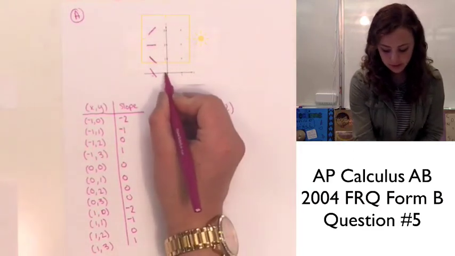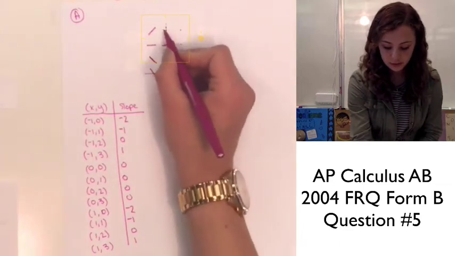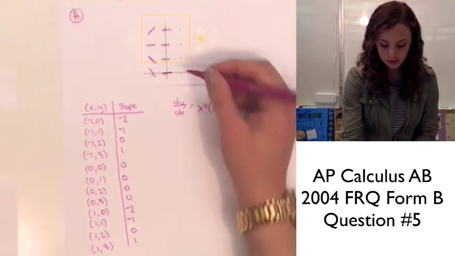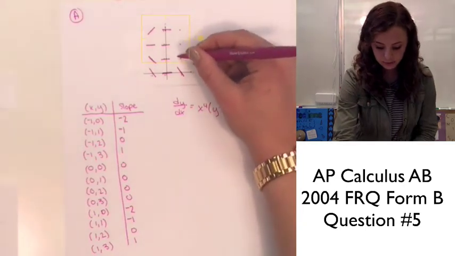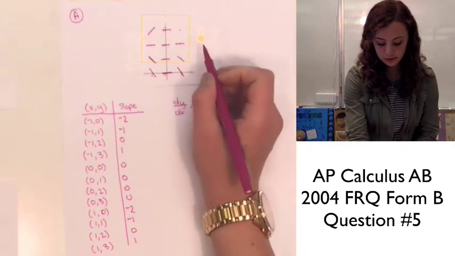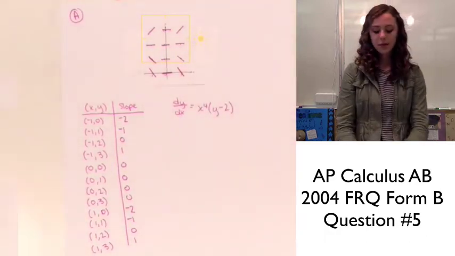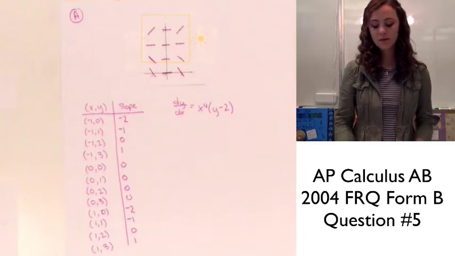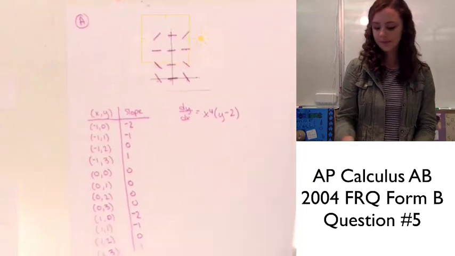At 0, 0, the slope is 0, so a horizontal line, and that's the same for at 0, 1, 0, 2, and 0, 3. At 1, 0, our slope is -2, and then at 1, 1, our slope is -1. At 1, 2, our slope is 0, horizontal line, and at 1, 3, our slope is 1. So now that we went ahead and graphed the slopes that we found, we can see our slope field as given, which is pretty simple to find. So let's move on to part B.